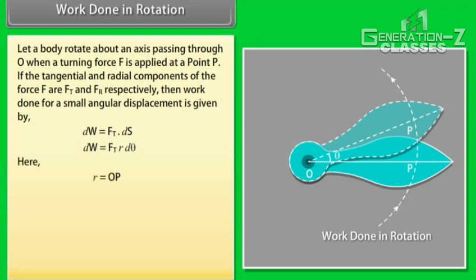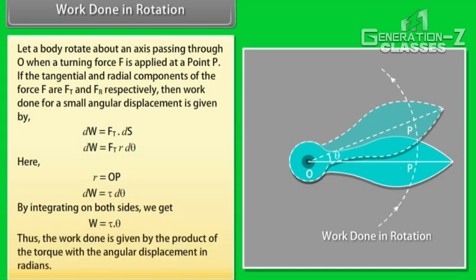Replacing the above equation in terms of τ, we get dW = τ dθ. By integrating on both sides, we get work done equals the product of τ and θ. Thus, the work done is given by the product of the torque with the angular displacement in radians.